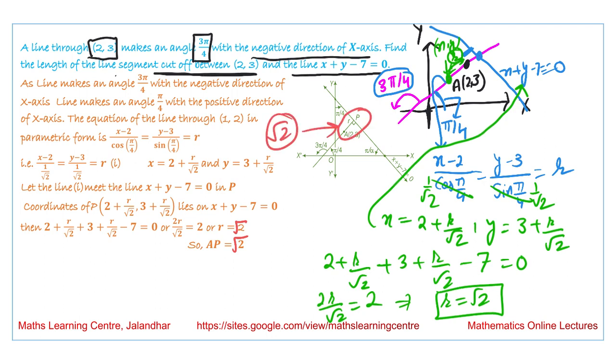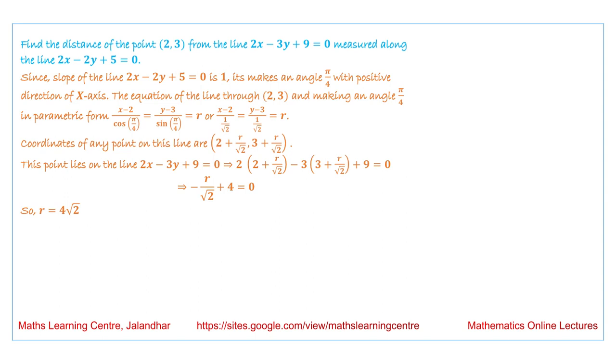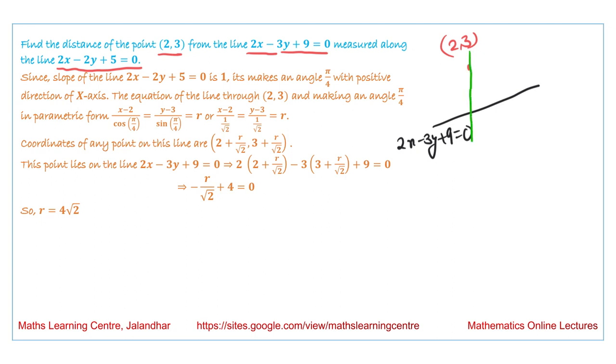Next is: find the distance of the point 2, 3 from the line 2x minus 3y plus 9 is equal to 0 measured along the line 2x minus 2y plus 5 is equal to 0. So we have a line over here, 2x minus 3y plus 9 is equal to 0. We have a point 2, 3, and we are measuring the distance of this point from this line in the direction of the line 2x minus 2y plus 5 is equal to 0. We are measuring in this direction.